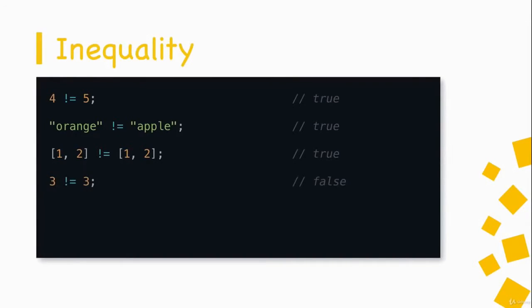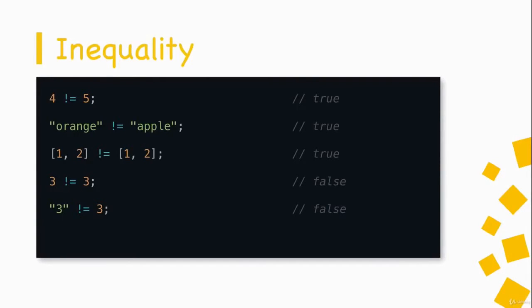Now, if the values are indeed equal, then the inequality operator actually returns false. So for example, 3 is not equal to 3 is false because 3 is indeed equal to 3. That's why 3 is not equal to 3 returns false. And just like the equality operator, the inequality operator only takes into consideration the value and not the data type. So the string 3 is not equal to the number 3 is false because they are regarded as the same.